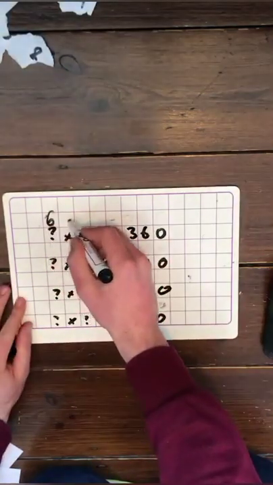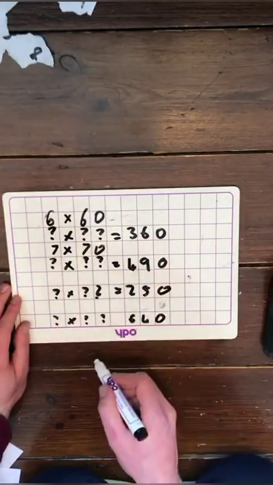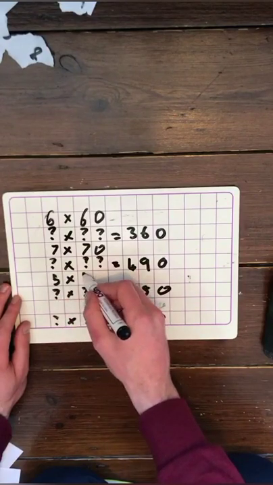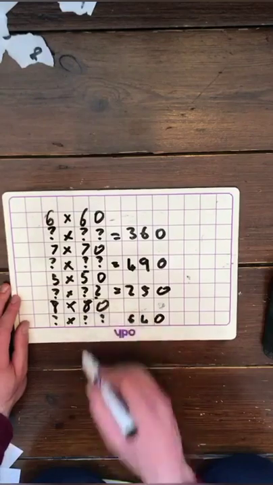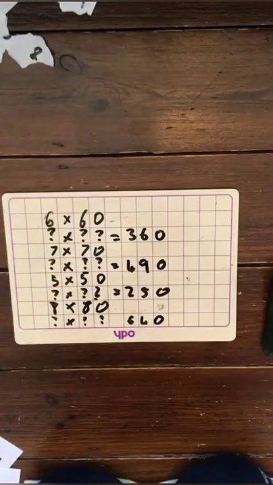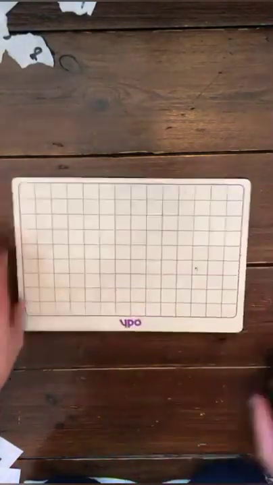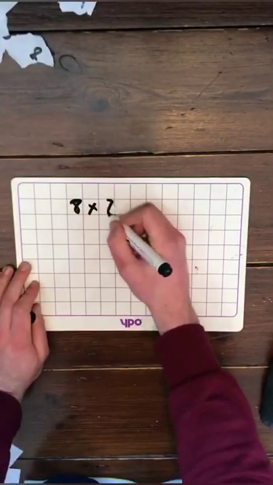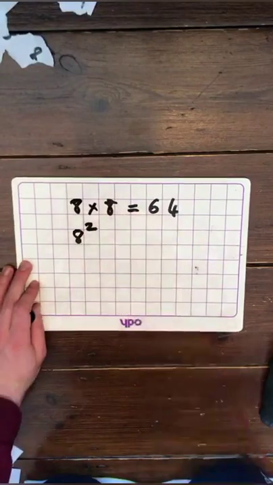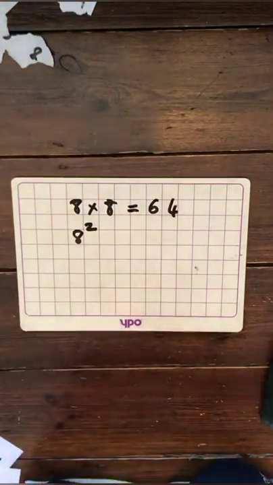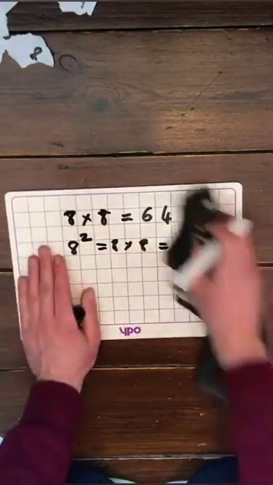Well done if you got 6 times 60, 7 times 70, 5 times 50, 8 times 80. There's our square number. Remember, a square number is just something that multiplies by itself. So 8 times 8 is a square number, 64. And you can, if you want to, write it up there with an indice of square, which means 8 squared, which is the same as saying 8 times 8, which equals 64. But that's not a big deal today.